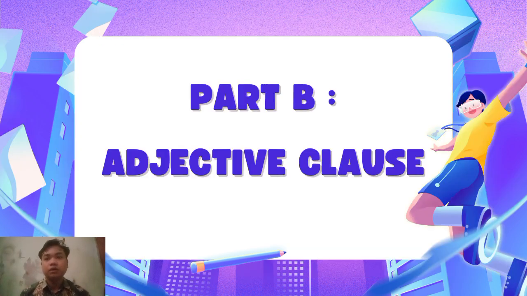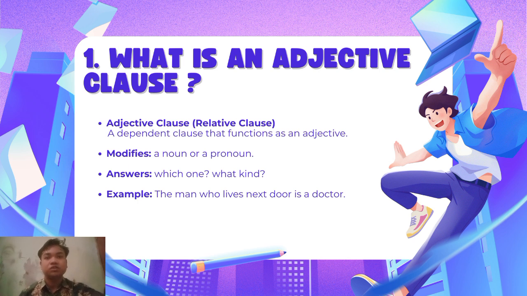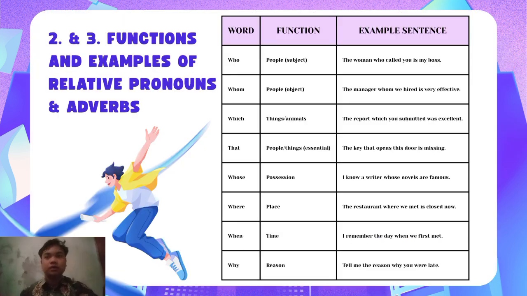Moving on to part B, we have adjective clause. As the slide shows, an adjective clause is a dependent clause that works like an adjective. It modifies a noun or pronoun to give more information, answering which one or what kind. For instance, in the man who lives next door is a doctor, the clause who lives next door is an adjective clause that describes the man.